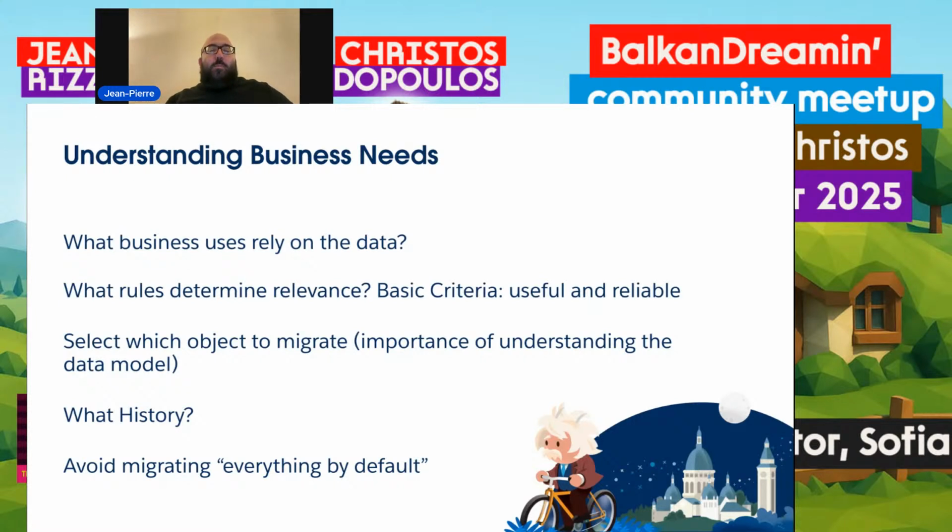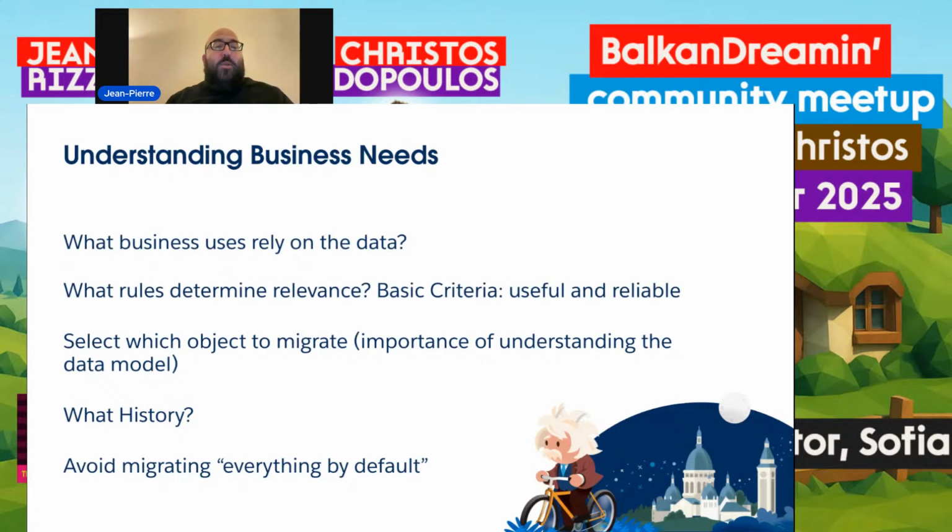And you need to make sure that your data is relevant. So what rules are those? So basic criteria could be that it is useful in a business process and it is reliable, meaning that we know why we use this data and it's going to mean something for the user down the road. In that sense, you have to carefully select which objects you're going to want to migrate.